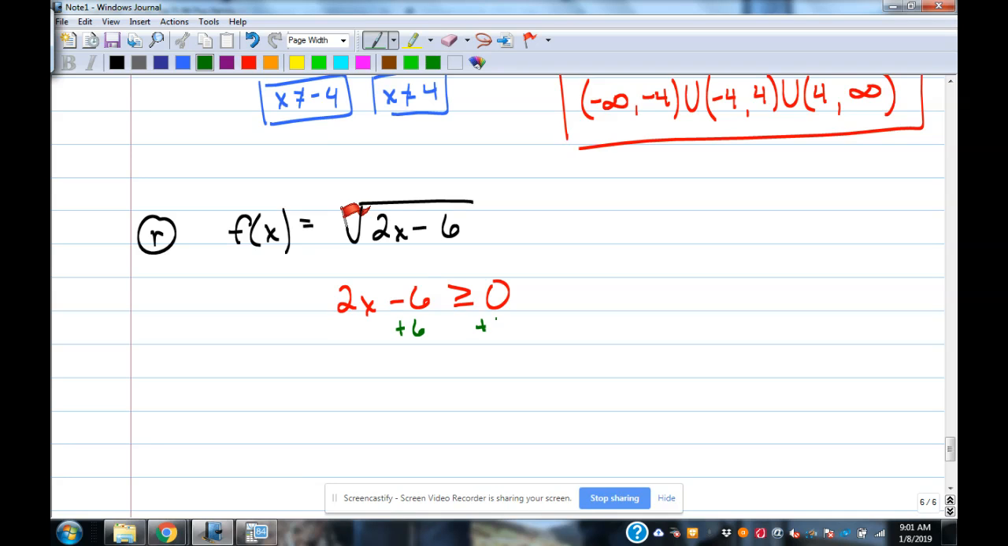Add 6. Simple algebra, or 7th grade math here. Maybe 6th grade. I'm not sure. It's been a while since I was in the 6th grade. x is greater than or equal to 3. That, in set notation, is our domain.